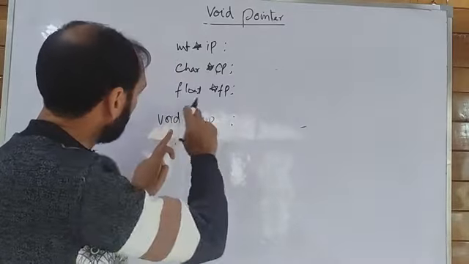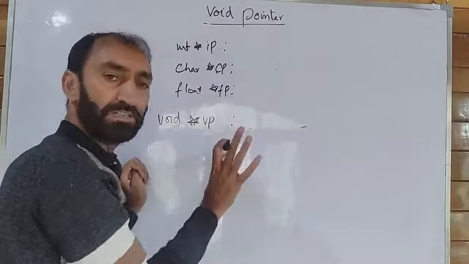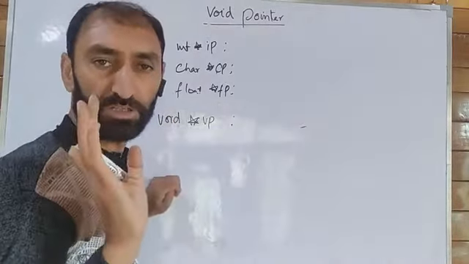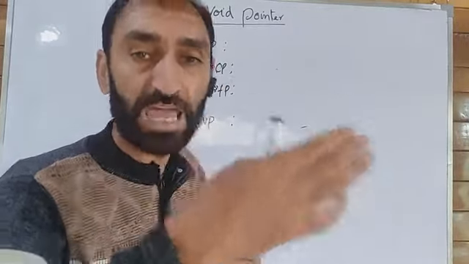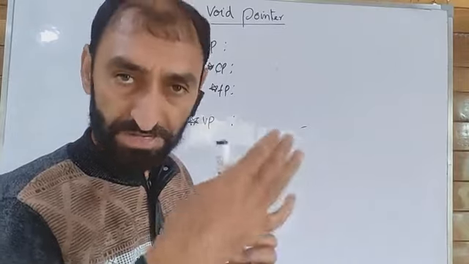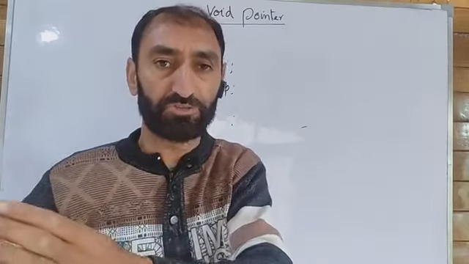Not int, not char, not float, without any data type. That is called a void pointer. What is a void pointer? It is a pointer. We can say it's a special type of pointer which has no data type associated with it.